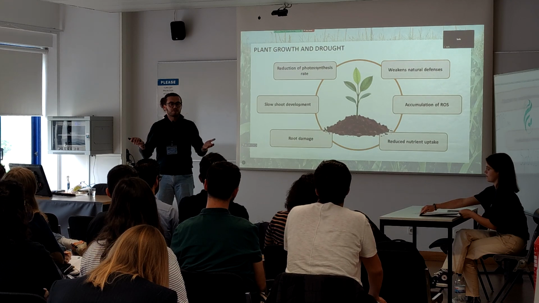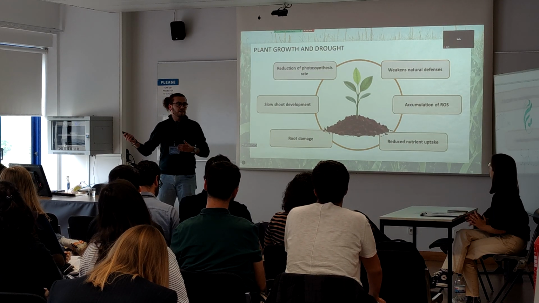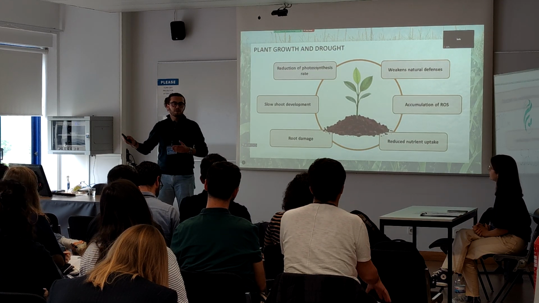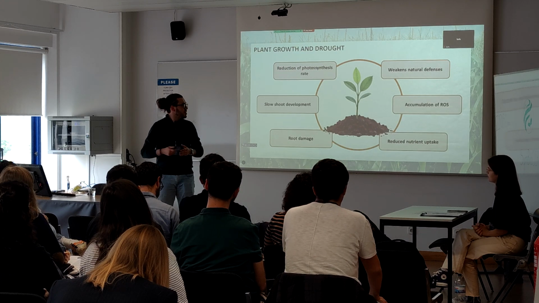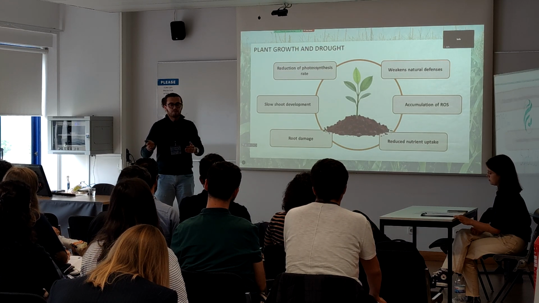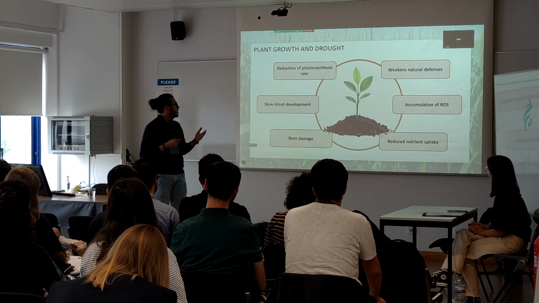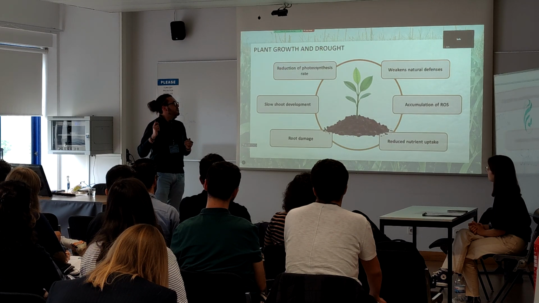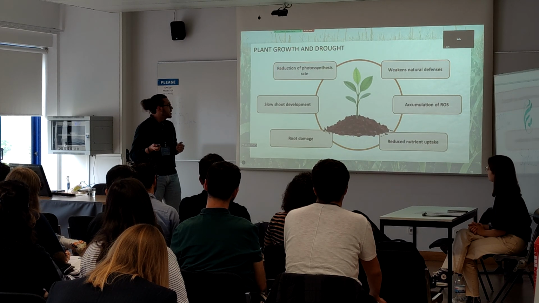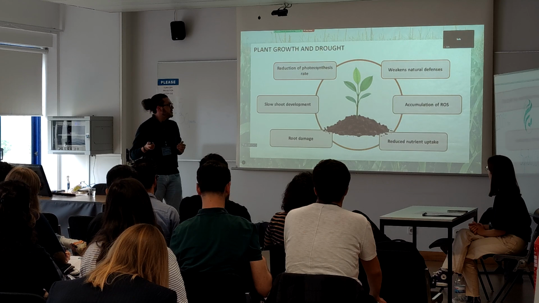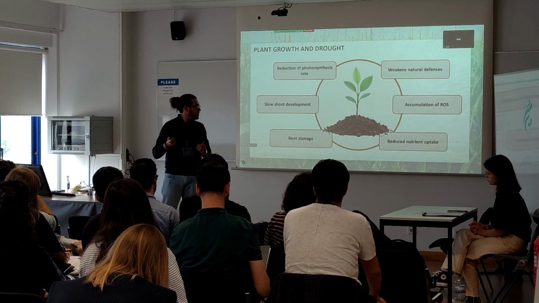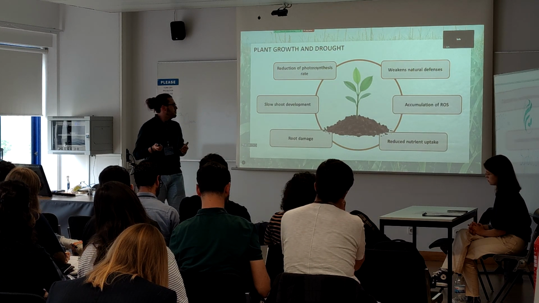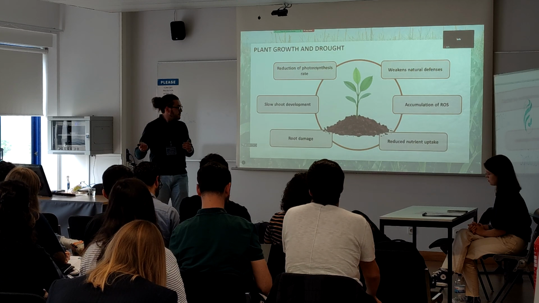As you all know, drought is expected to increase in severity and duration, along with climate change, and this can have different impacts on plants. They can lead to a reduction of photosynthesis rate, weaken their natural defenses, slow shoot development, cause the accumulation of reactive oxygen species, and also reduce nutrient uptake.